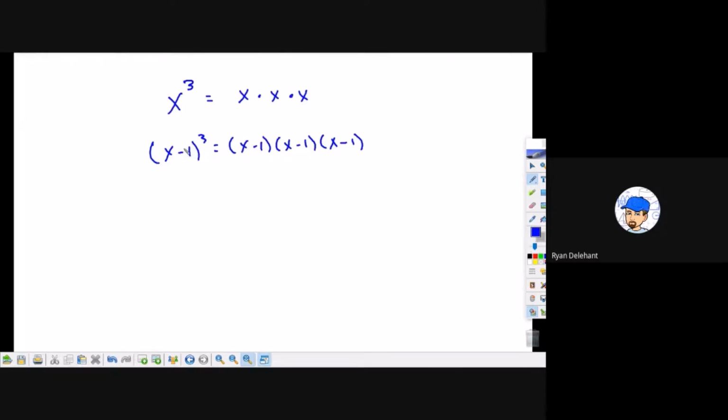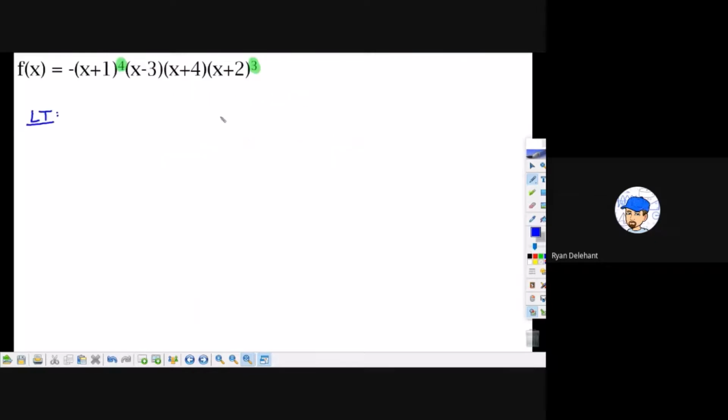So in reality, even though we're not going to rewrite it that way, how many times should I write this (x plus 2)? I should write it 3 times because it's got a power of 3. Same thing with this (x plus 1). I should write it 4 times because it's got that power of 4. Now, how does that affect our lead coefficient? Well, I know it's going to be negative because of the negative out front.